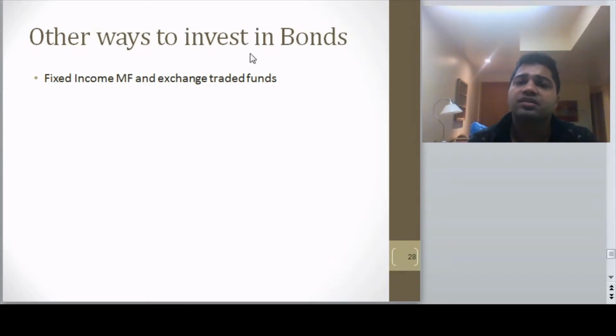Other ways to invest in bonds: you can have a fixed income mutual fund or exchange traded fund. So you can invest indirectly rather than directly buying bonds and debentures, and it's a very decent way because then you have a professional management team handling your investments.